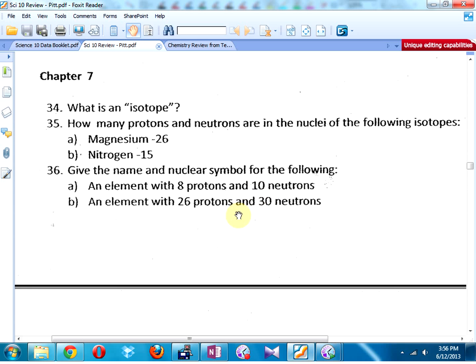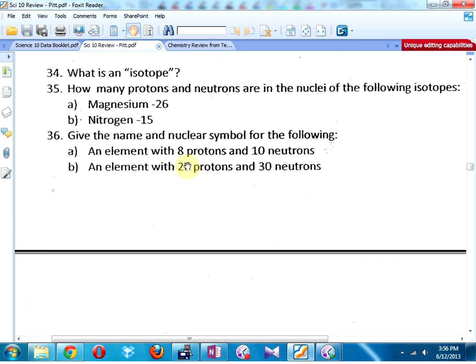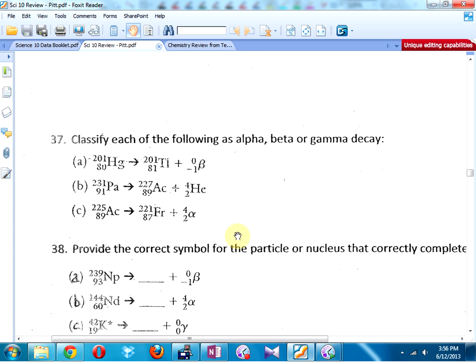So I would call this oxygen-10. 26 protons: iron. Iron-30. Okay. Classify each of the following as, oh, and the other way you could write it was like this. You could write the element. Up here you wrote the mass. Down here you wrote the number of protons, the atomic number. Subtracting gave you the number of neutrons.